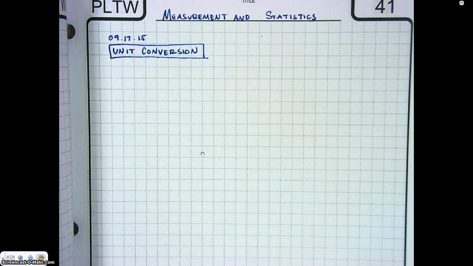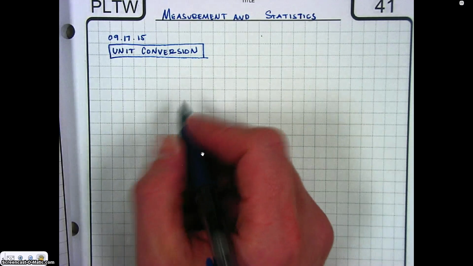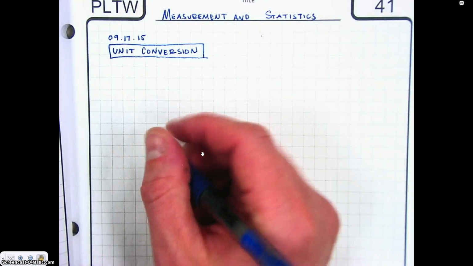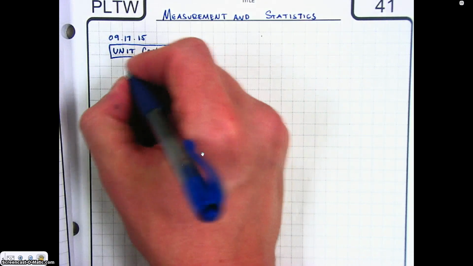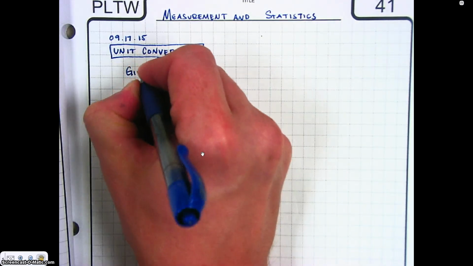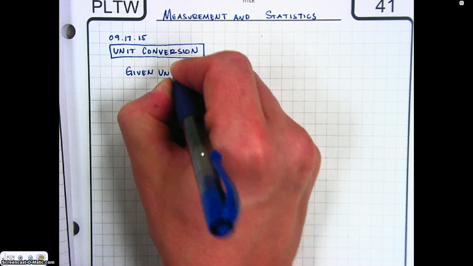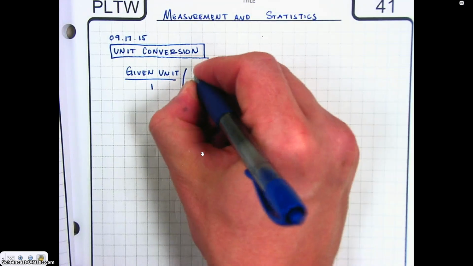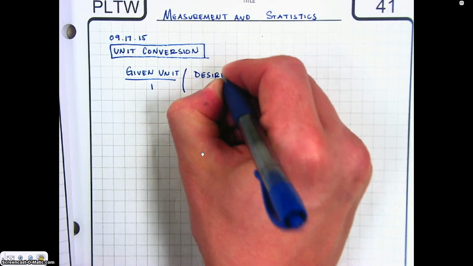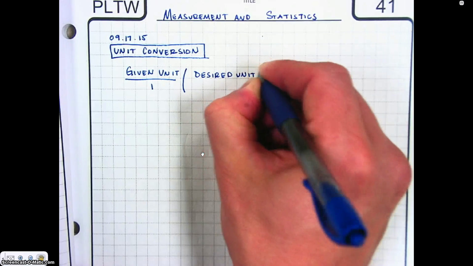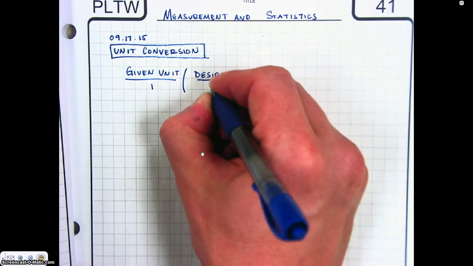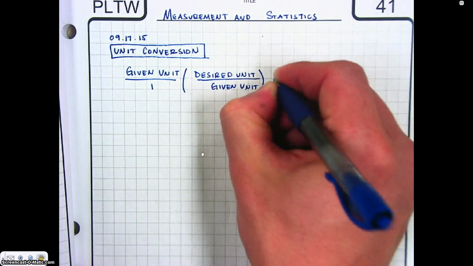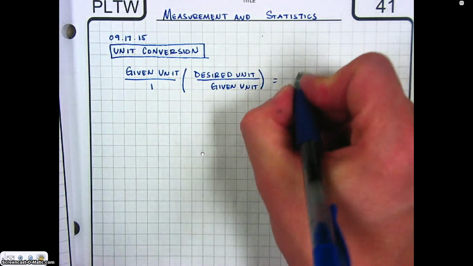All right, we're going to go through some unit conversion examples today. There's one formula that we're going to use, a conversion factor formula, to convert units. The formula is the given unit, so whatever you start with, over 1, times the desired unit over the given unit, is equal to the desired unit.